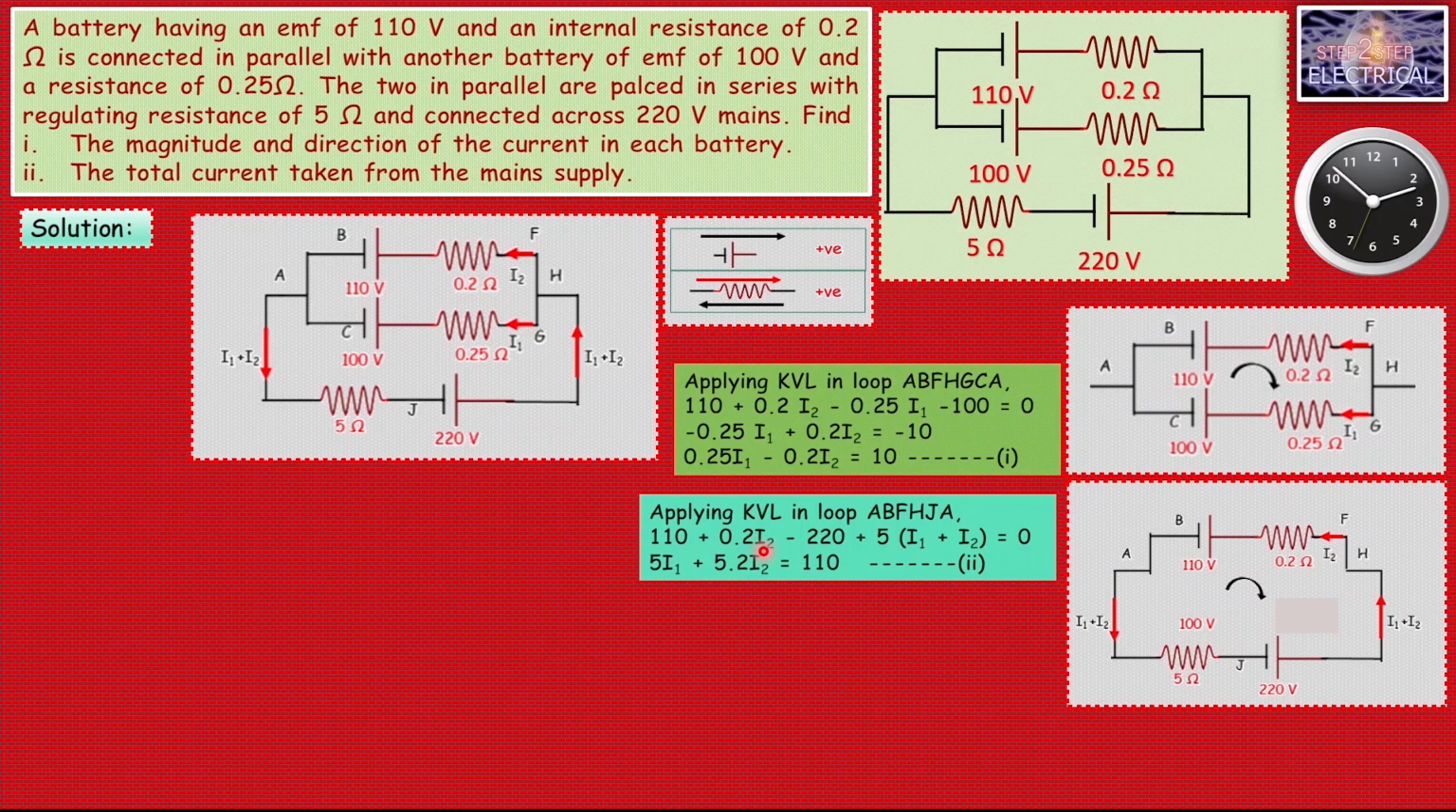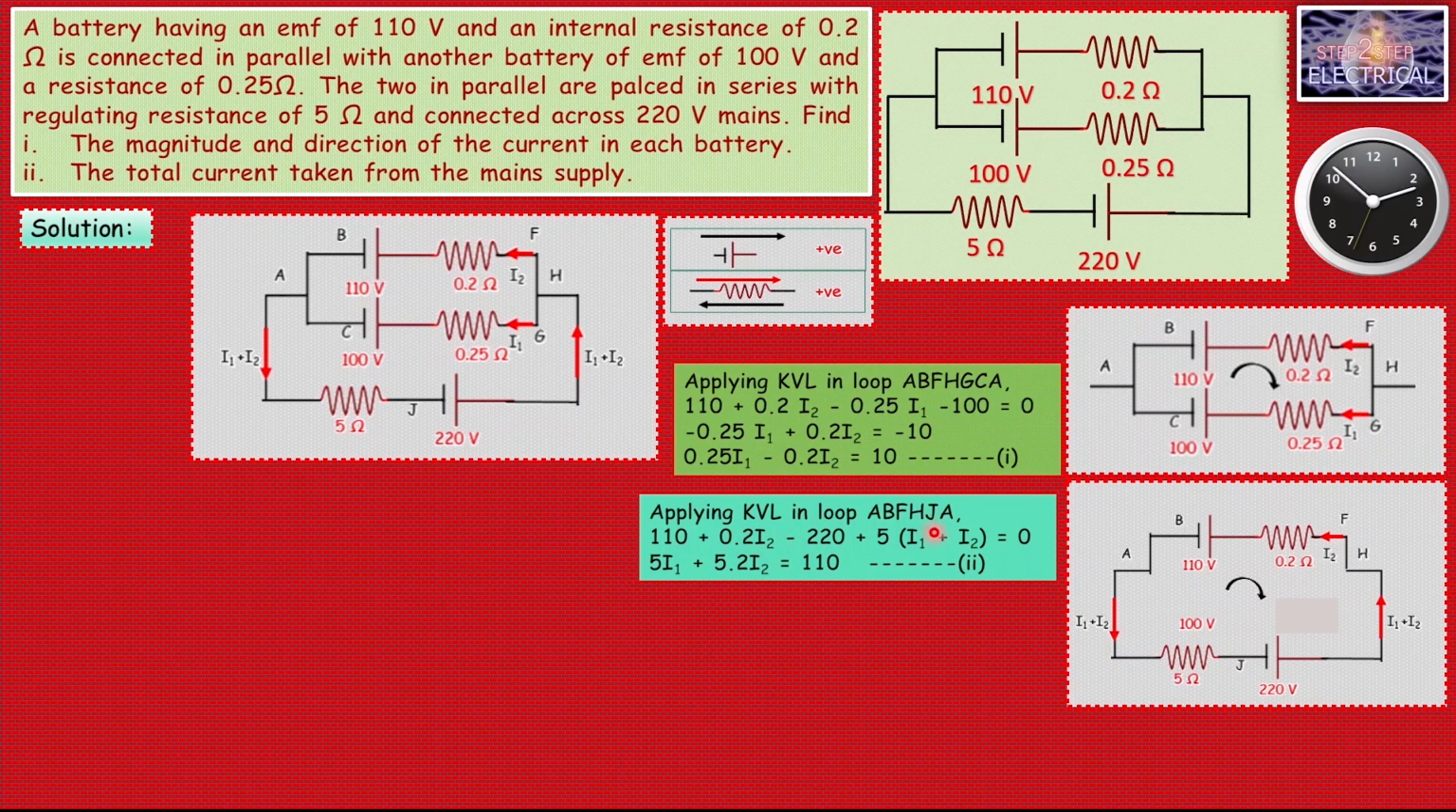110 + 0.2 I2 - 220 + 5(I1 + I2) = 0. Here 110 volt is again positive. Why? Because movement is from the negative to the positive terminal of the battery. That's why 110 volt is positive. Minus 220 volt. Why? Because we are moving in this direction from the positive terminal to the negative terminal. That's why the potential drop across this battery is negative.